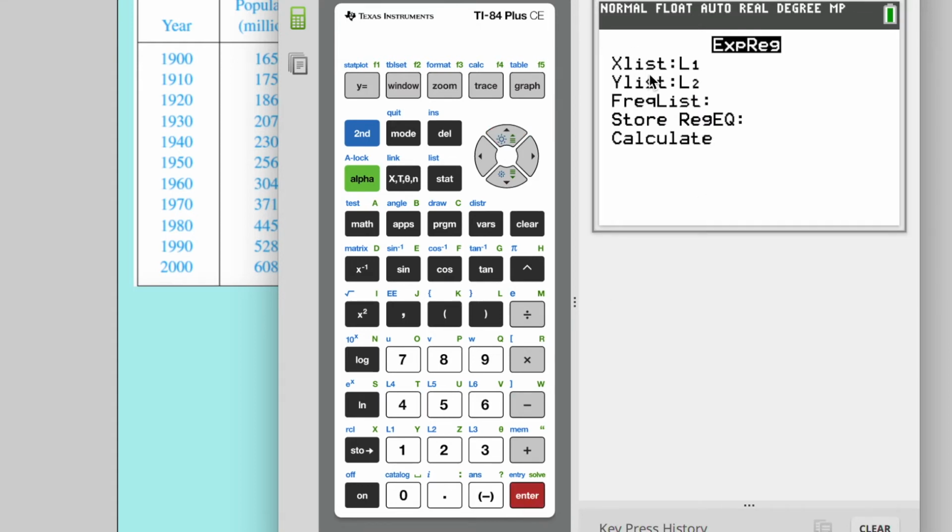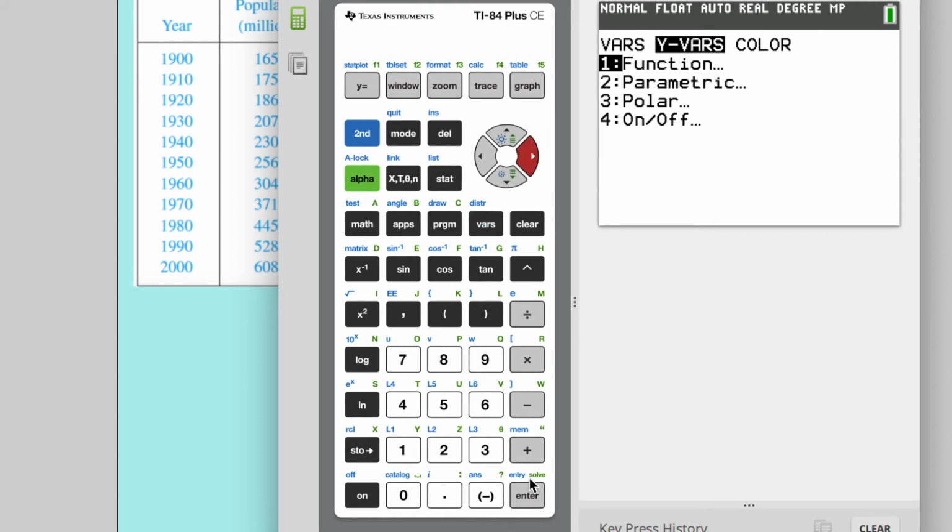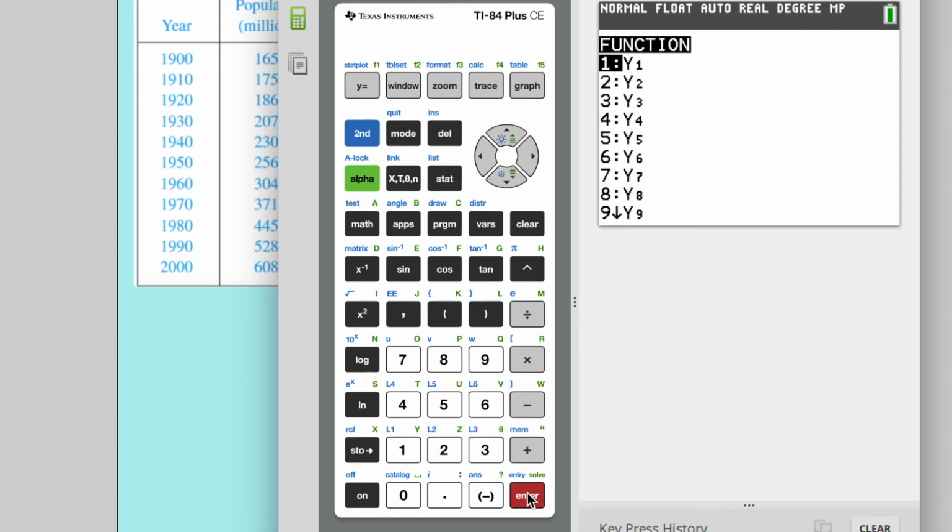And we want to make sure our X list is our list 1. That's what we put it in. And our Y list is list 2, so that's good. We skip over the frequency list, and then we want to store our regression equation. The way we store the regression equation is, when we are here, we go Vars, and we go over to Y-Vars and Function, hit enter. And we're going to store it in our Y1.